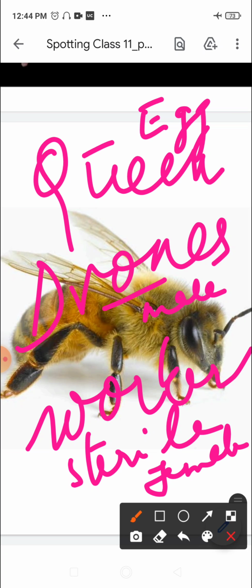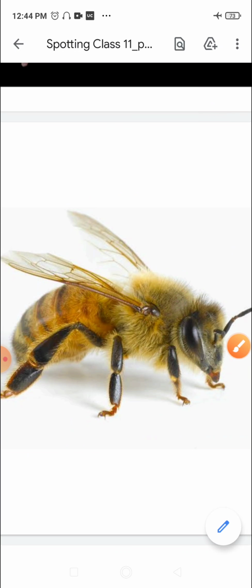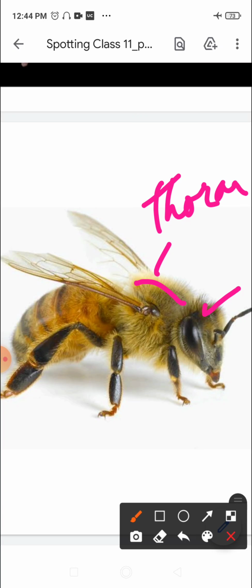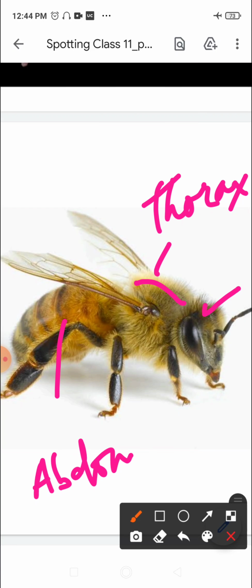The body of the honeybee is divided into head, thorax and abdomen. If we look at the region here, this is the head, this region is the thorax, and here is the abdomen of the honeybee. The head bears a pair of antennae, which you can see here, and a pair of compound eyes.